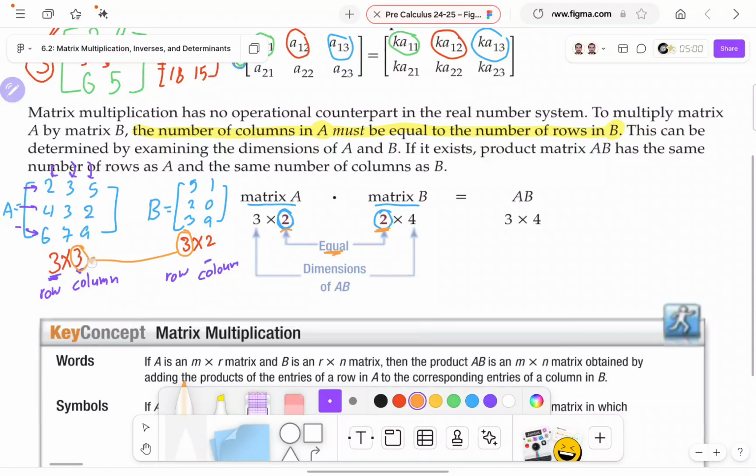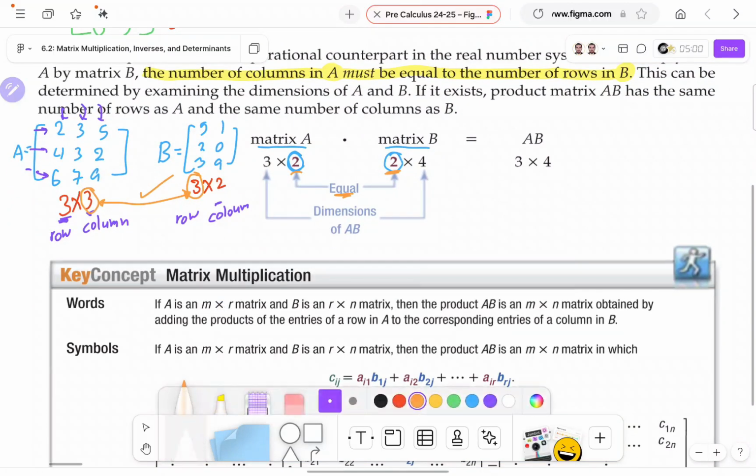So are the number of columns in matrix A equal to the number of rows in matrix B? Yes, so we can multiply these matrices. Now, what's the dimension of the new matrix? What do you think the dimension of the new matrix will be after we multiply A times B or B times A?